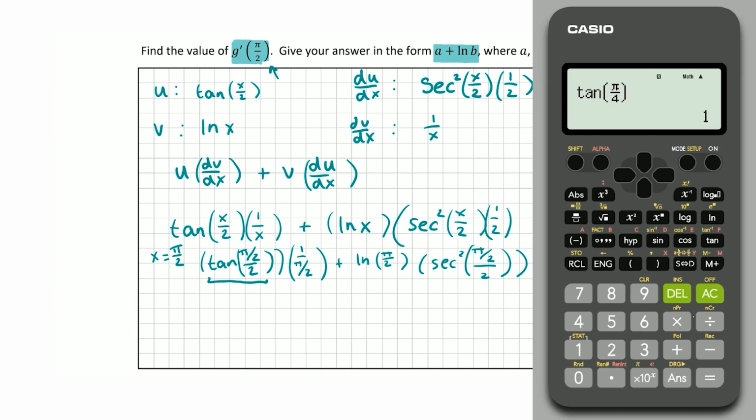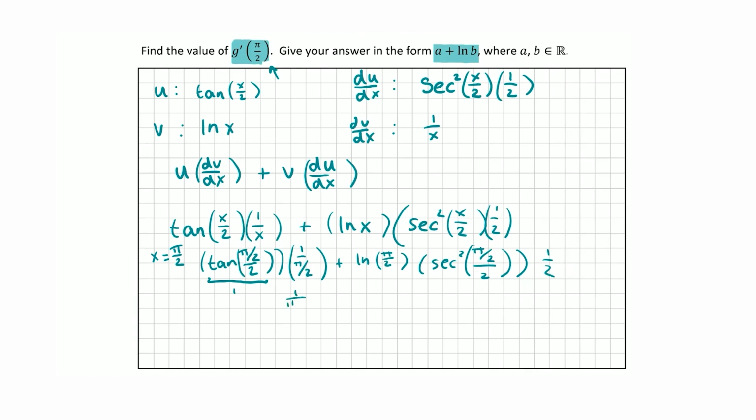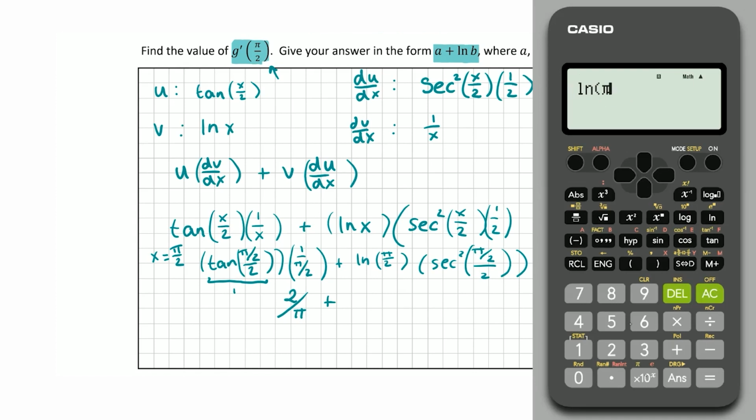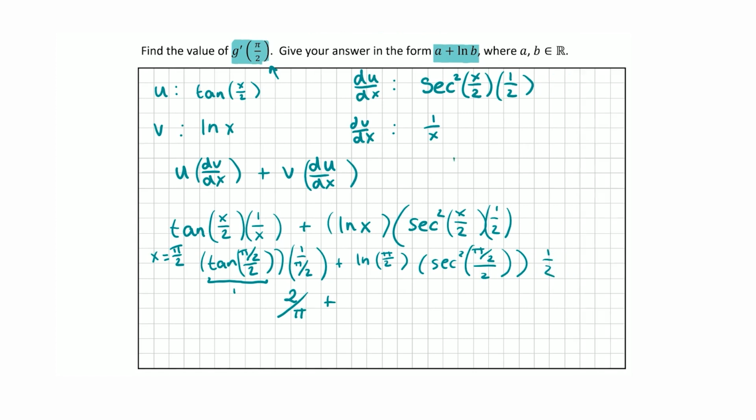Okay, so if that's 1, we're just left with 1 over pi over 2, which can be written as 2 over pi. So I'm just going to rewrite that as 2 over pi now to make it easier for myself. 2 over pi plus, and then we have the ln of pi over 2, which again we can work out using our calculator. Okay, and that gives us a longer number. So for the moment, I'm just going to keep going with ln of pi over 2 because it's actually simpler that way. So plus the ln of pi over 2.